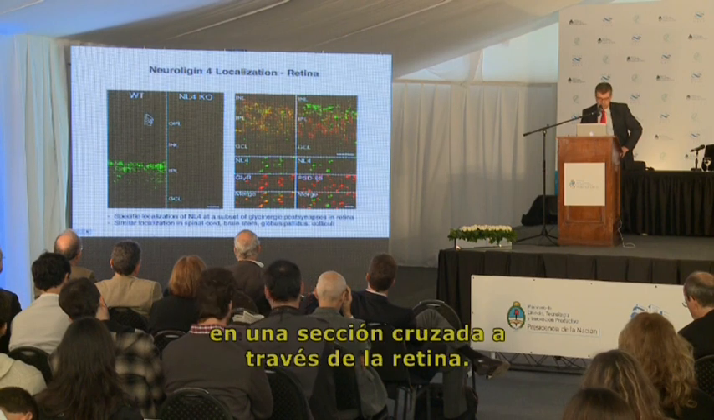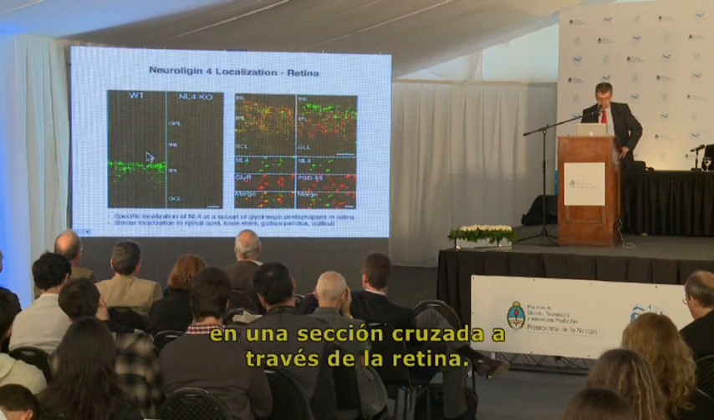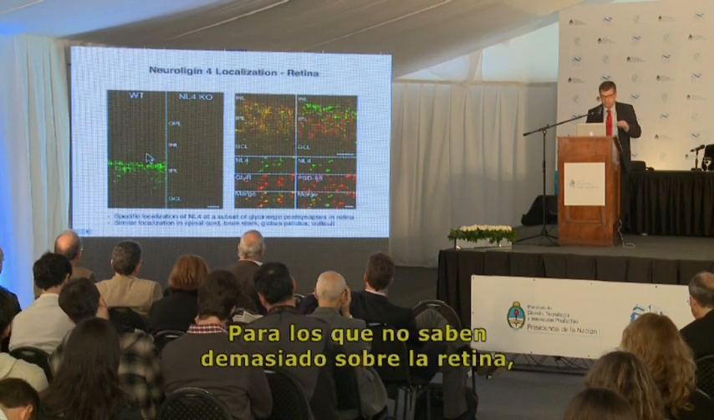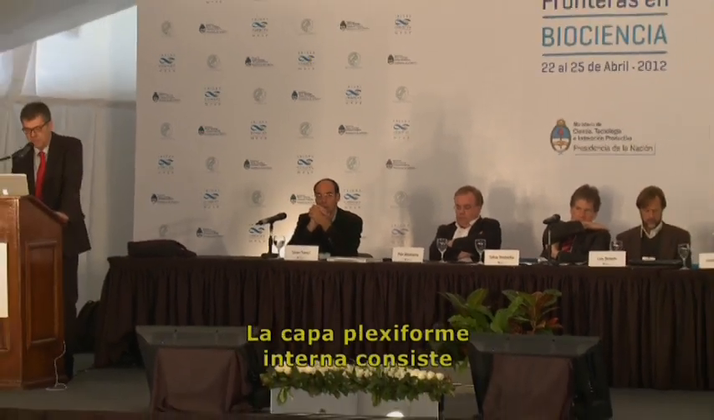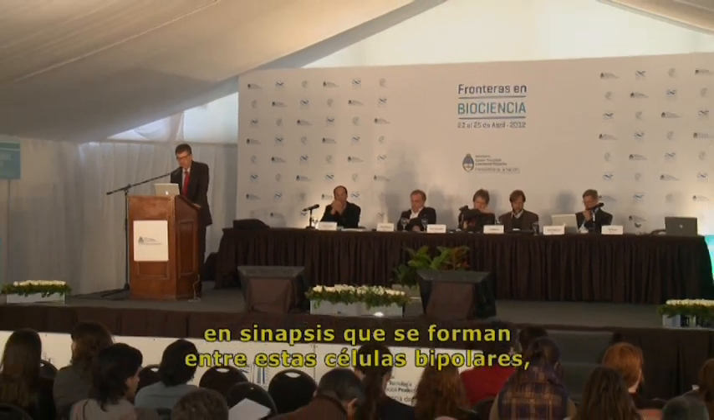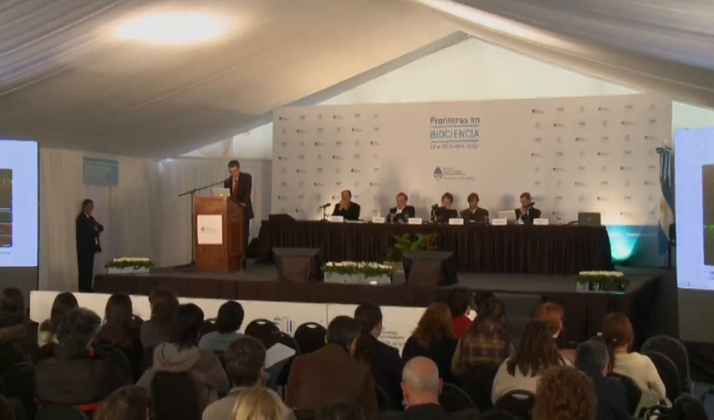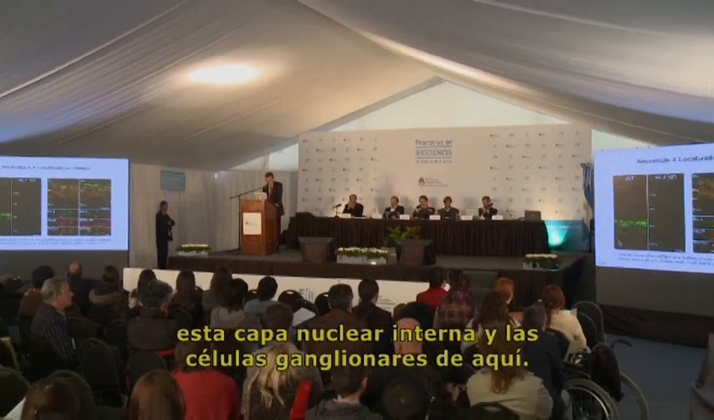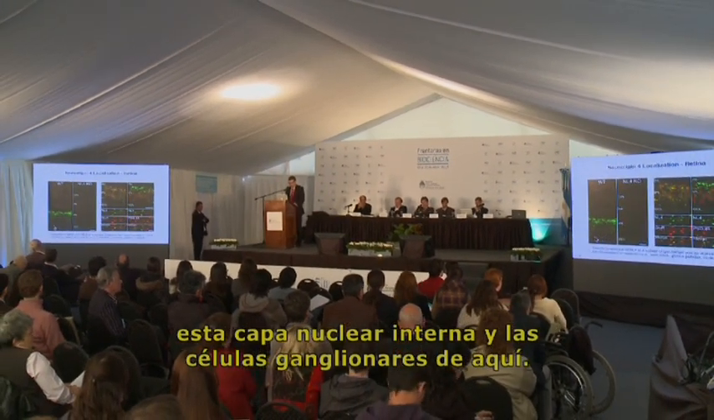What you see here is a cross-section through the retina, and for those of you who don't know much about the retina, it's sufficient to understand that we have two synaptic layers in the retina, the outer plexiform layer and the inner plexiform layer, in which synapses between cells in the retina are formed. And this inner plexiform layer consists of synapses that are formed between the bipolar cells here in this inner nuclear layer and the ganglion cells down here.